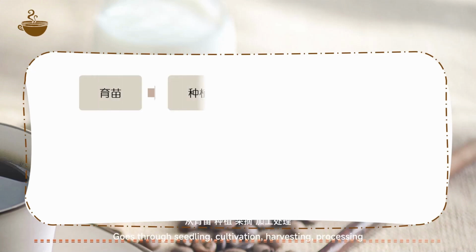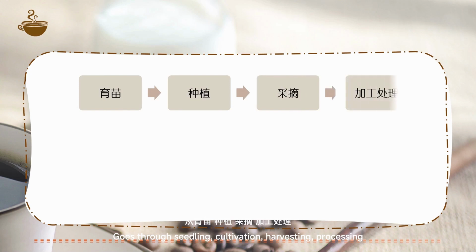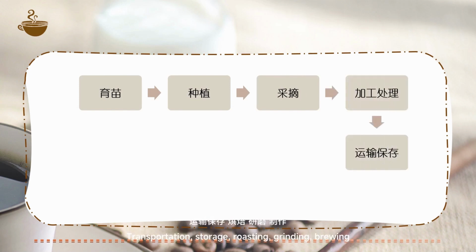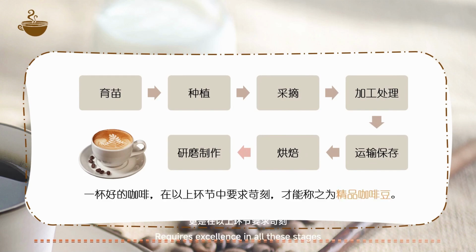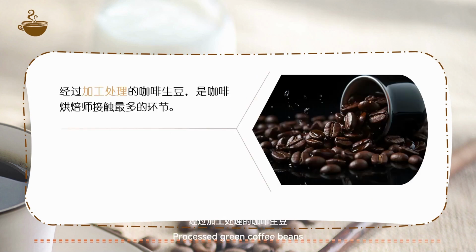A cup of coffee goes through seedling, cultivation, harvesting, processing, transportation, storage, roasting, grinding, and brewing before finally becoming the coffee we drink. A good cup of coffee requires excellence in all these stages to be considered specialty coffee beans. Processed green coffee beans are what roasters work with most.